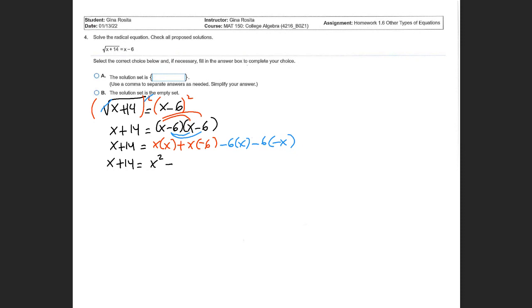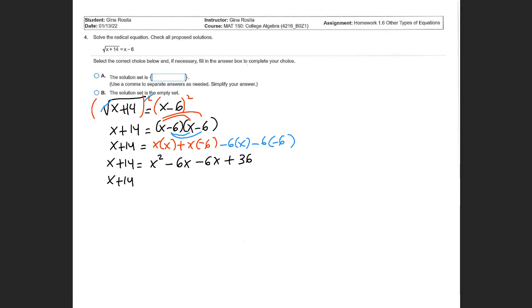Okay, now continue. So I'm sorry, my fault. So x times x is x squared. x times negative 6, the answer is minus 6x. Next, negative 6 times x is minus 6x. Negative times negative is positive. 6 times 6 is 36.